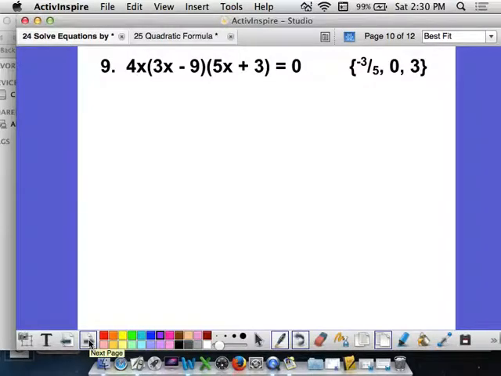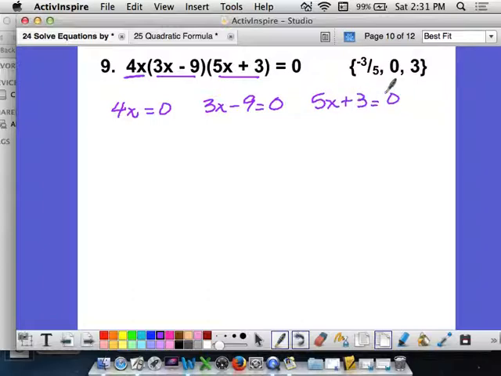On this last one, it's a little unique, and I wanted to bring one of these up, but it's probably the easiest problem here. What's confusing is that you have two binomials and you have this coefficient out here, but it is already set equal to 0. So what someone has already done for you is they've taken out a greatest common factor of 4x, so there's one term, and they factored it into these two binomials. So you have three terms that are already set equal to 0. So you simply set each term equal to 0. So you have 4x equals 0, 3x minus 9 equals 0, and 5x plus 3 equals 0.